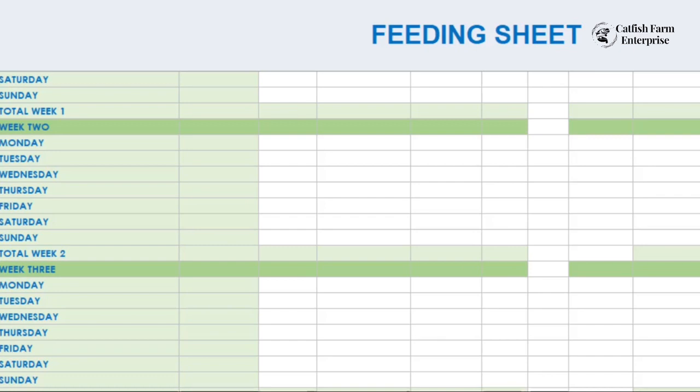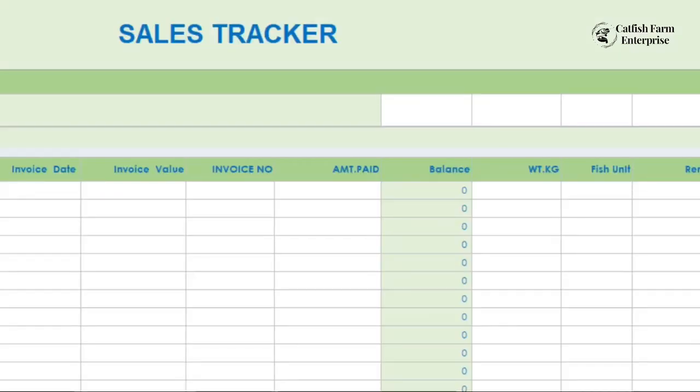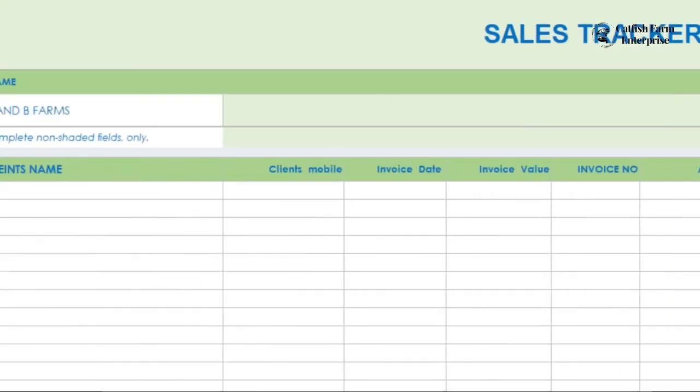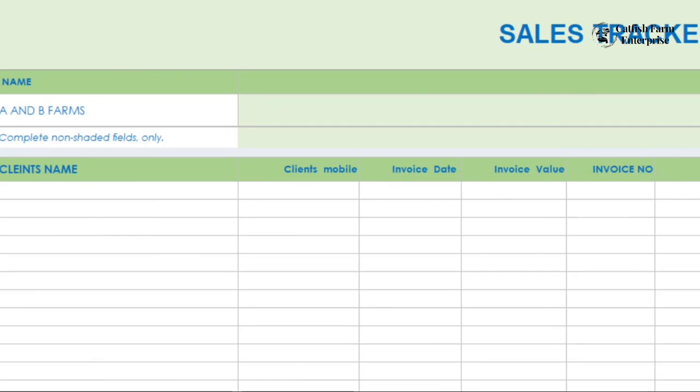So we'll move to the third one, which is called the sales tracker. Now we are still working with the A and B farms, and you want to track your sales. Am I making money? Who are my customers? Are they paying me? How do I track them? In times to sell again, how can I locate them?